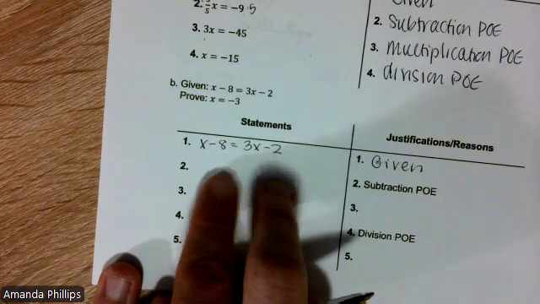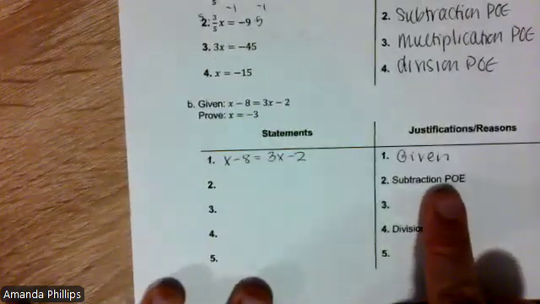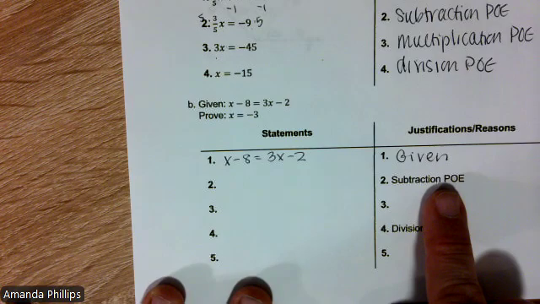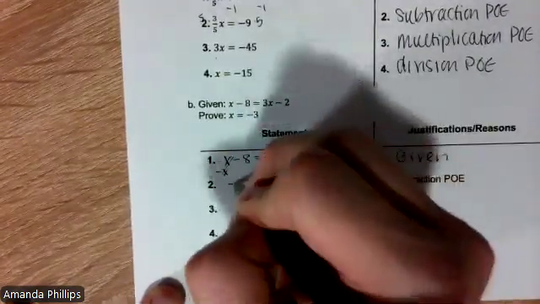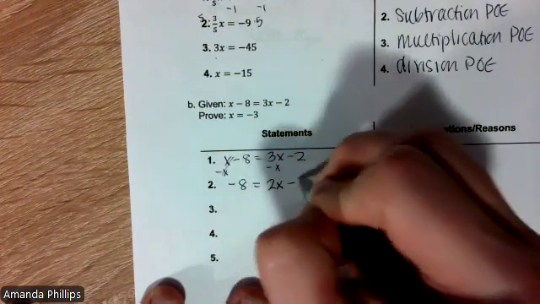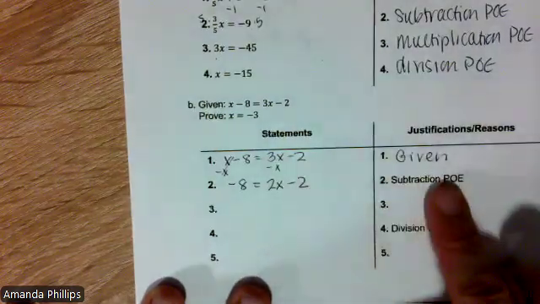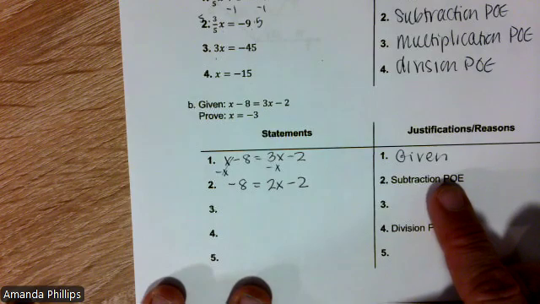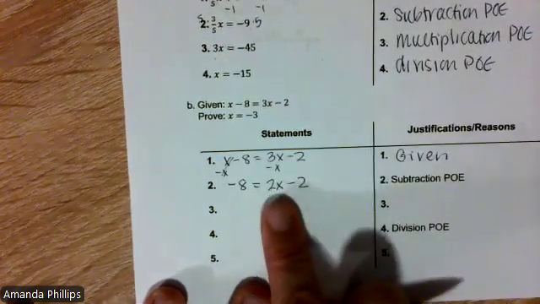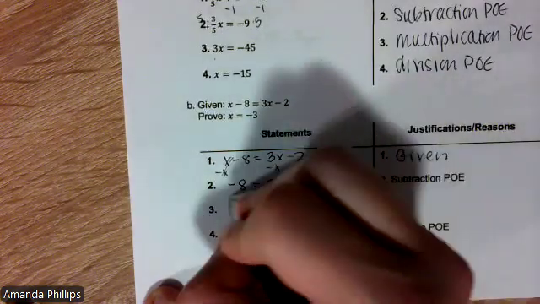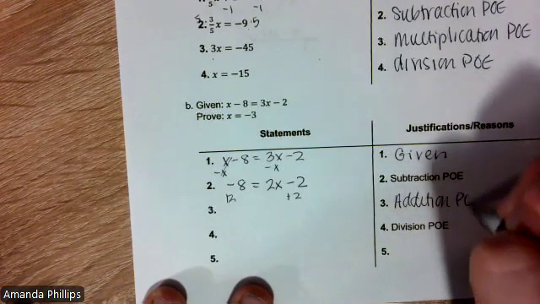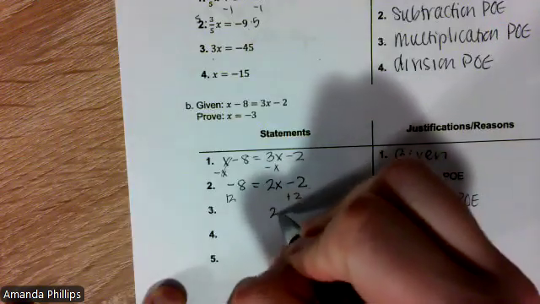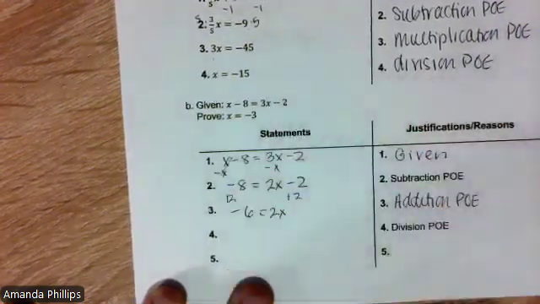Okay, now look at this. What would we do next? Well, they already told us it was the subtraction POE. So what are we going to subtract? Well, let's see. I would get the x away, right? So I'm going to take away the x, and that's going to leave me with -8 equals 2x minus 2. And that is proven with the subtraction POE, or justified. Okay. Now what would I do? Well, I would add 2 to both sides. And so that's going to be my addition POE.